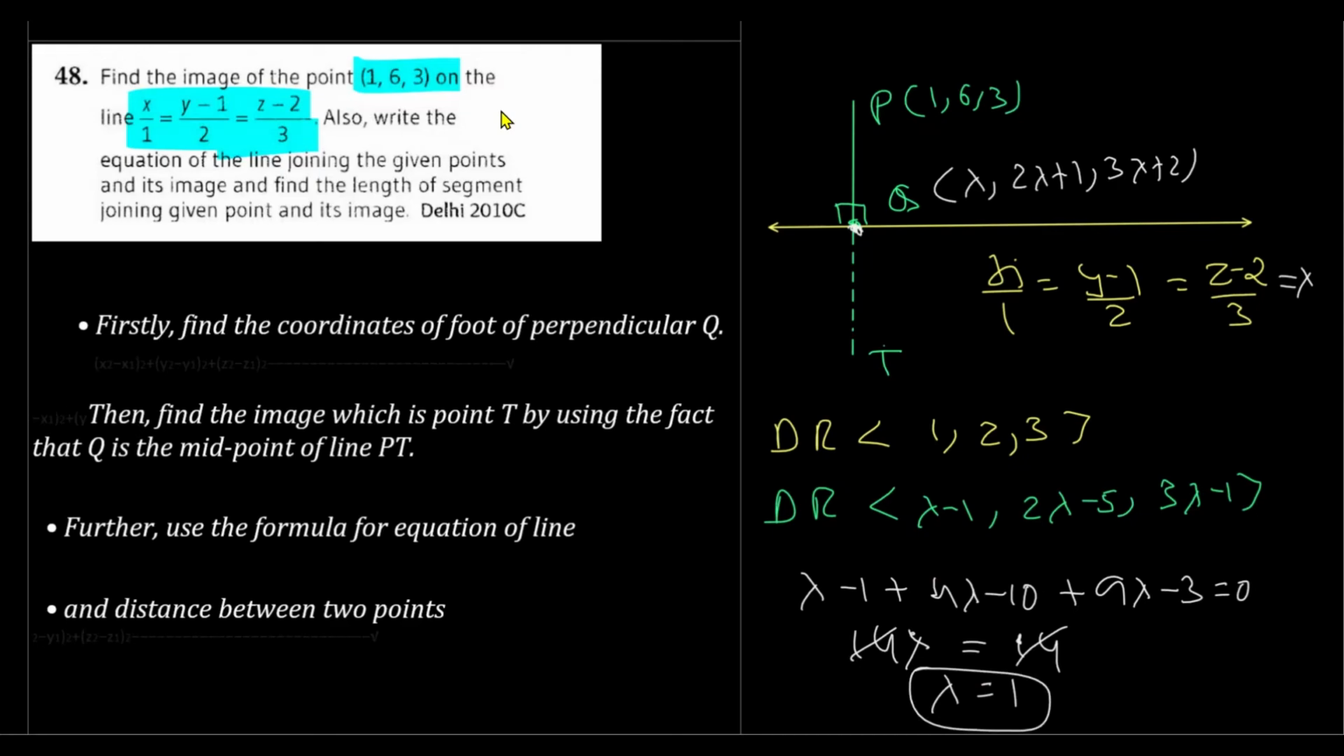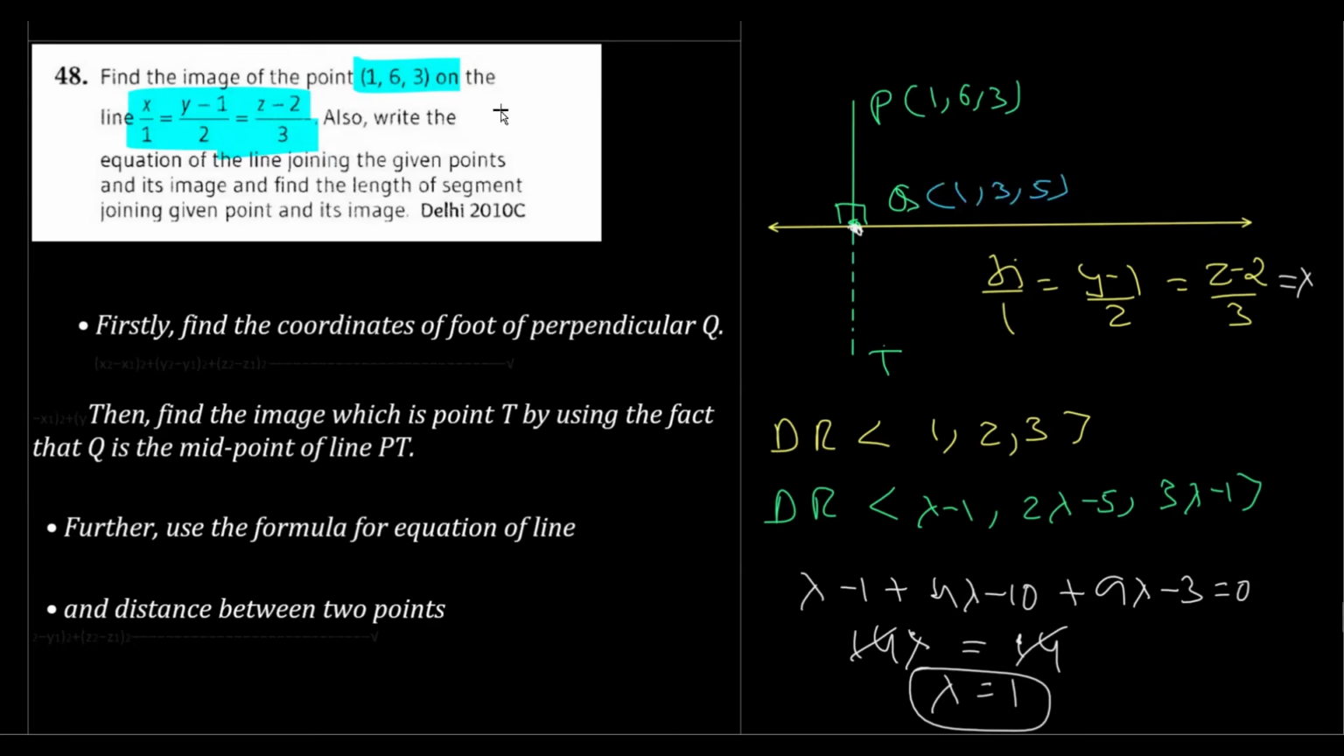Once we got the value of lambda as 1, we can replace it in the coordinates. So this is 1, 2 plus 1 which is 3, and 3 plus 2 which is 5. So now we got the coordinates of Q as well. Let me erase this and keep this over here. We now know the coordinates of Q.